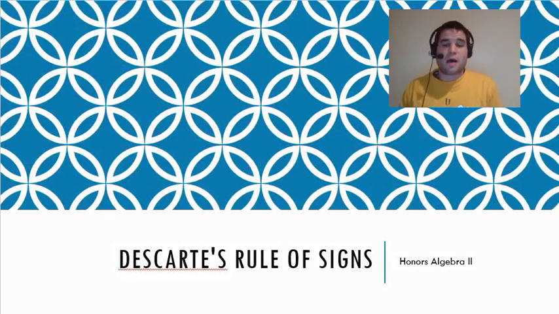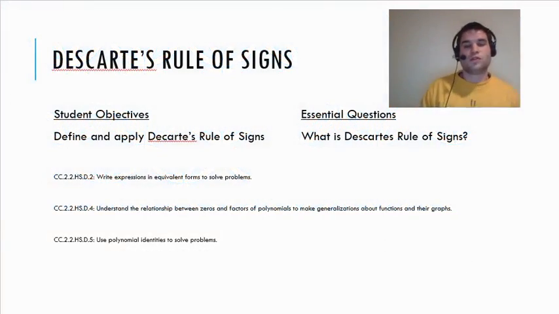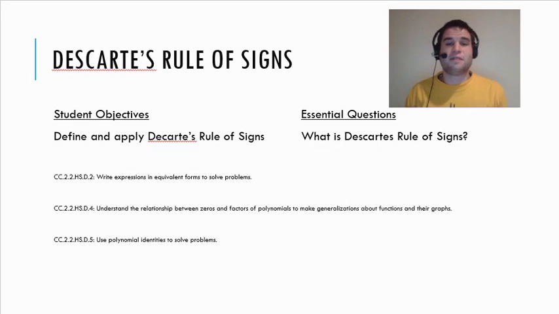This lesson will be about Descartes' rule of signs. So the student learning objectives for this lesson: define and apply Descartes' rule of signs, and the essential question, what is Descartes' rule of signs? And below you see the Common Core standard.